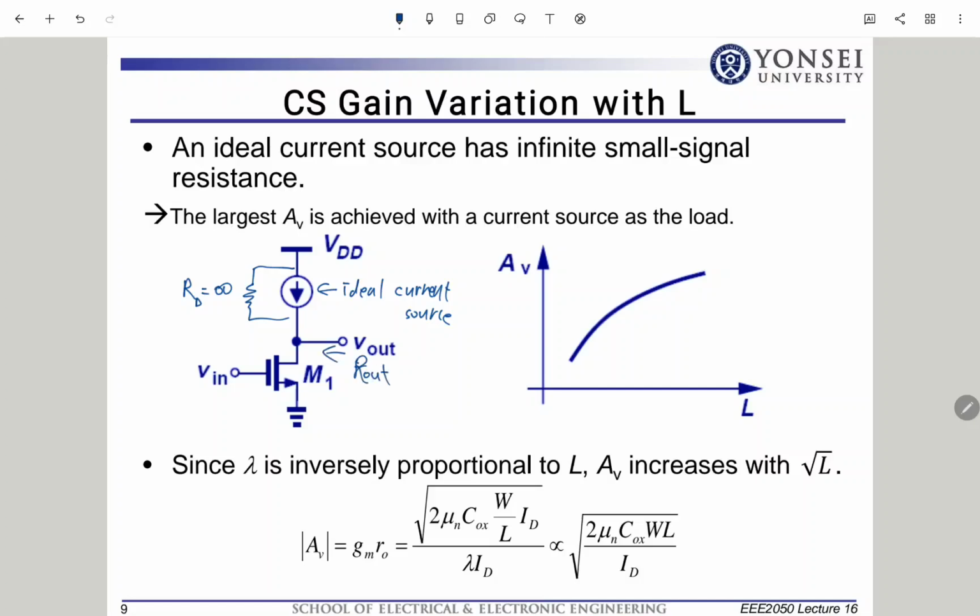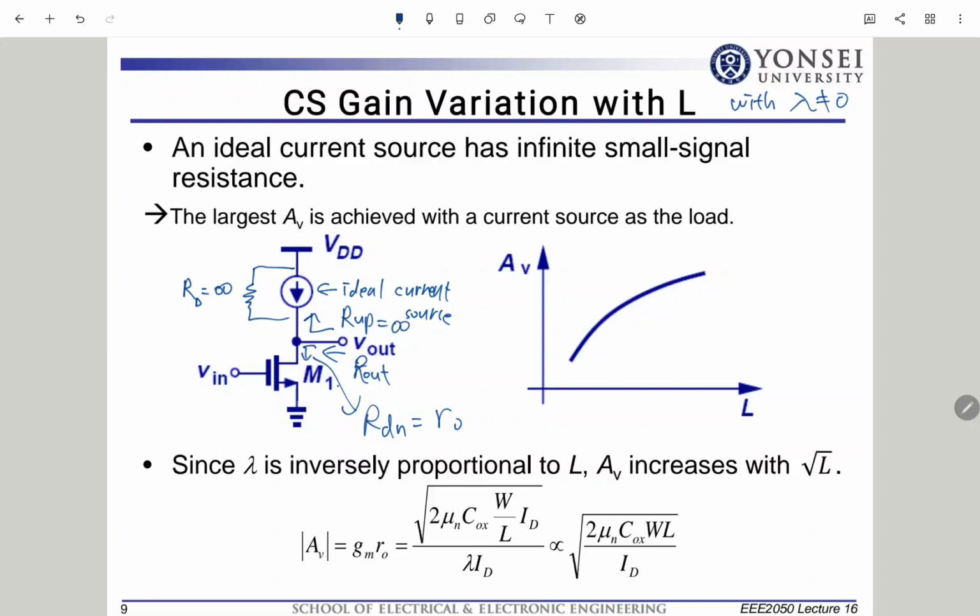R out. What is that? What is R out? So here, what is R down? What is R down? R not. Yes. So here, R down is R not. And R up is what? Infinite.